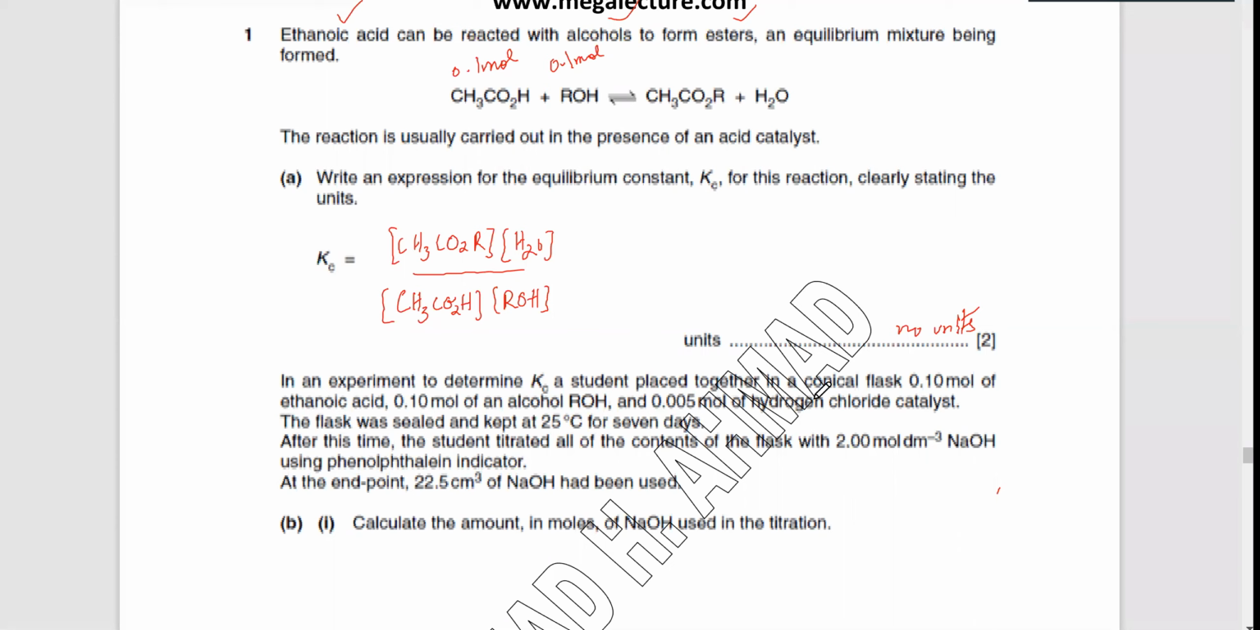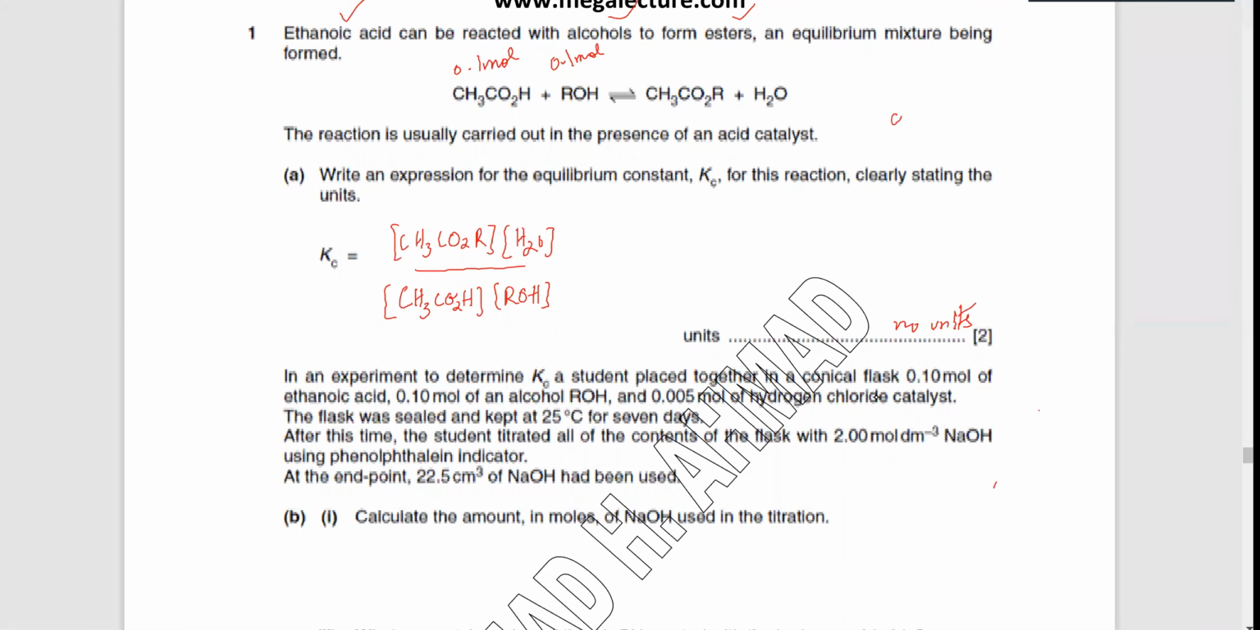And he added 0.05 moles of hydrogen chloride catalyst as well. Sorry, it's 0.005 moles of HCl. Now remember one thing, that HCl is a catalyst. So I mean, this is a catalyst. I'm going to write this down.